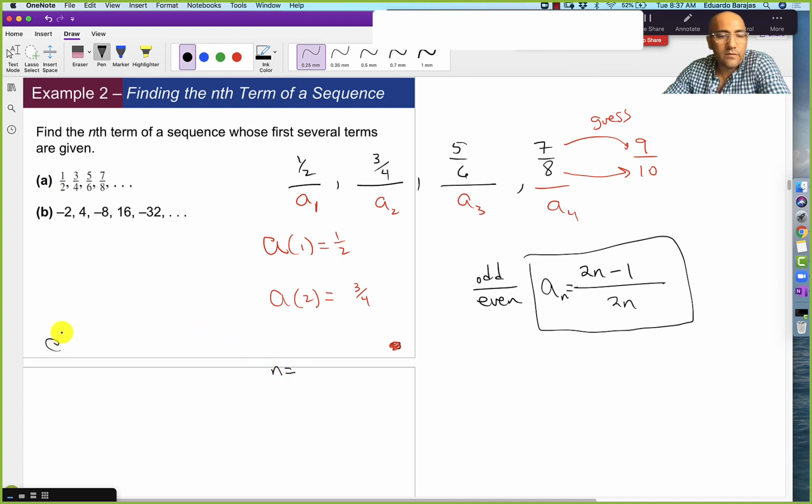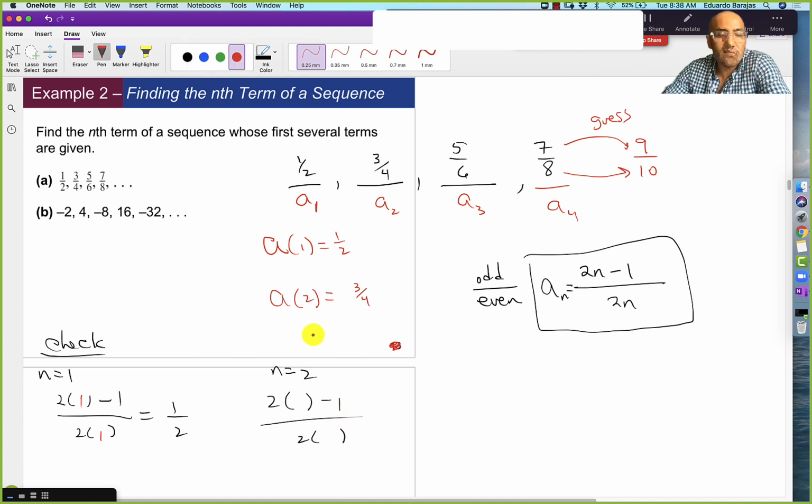Let's check. When n equals 1, we end up with 2 times n minus 1 all over 2 times n, and if n equals 1, we end up with 1/2. Good. When n equals 2, we end up with 2 times n minus 1 all over 2 times n. This is a 2, this is a 2. That makes it 4 minus 1 is 3 over 4, 3/4. That gives you the second one on my list. Good. Any questions? So it worked out. This is the formula.